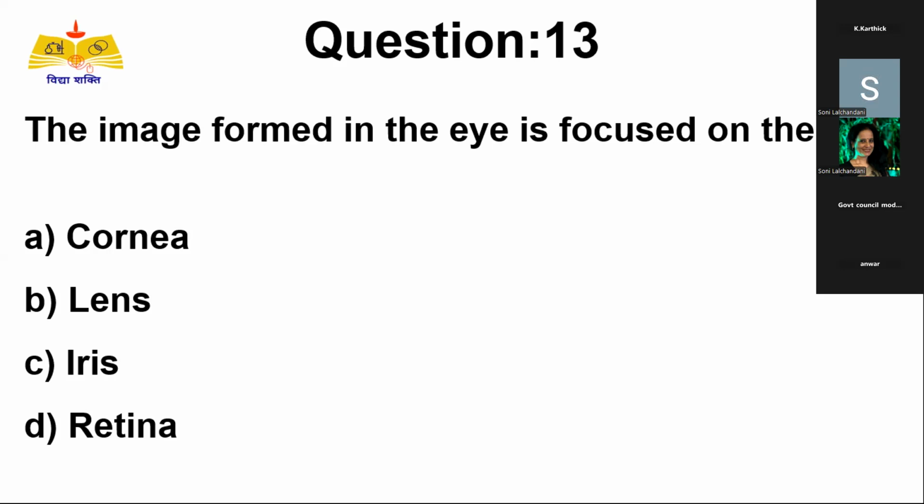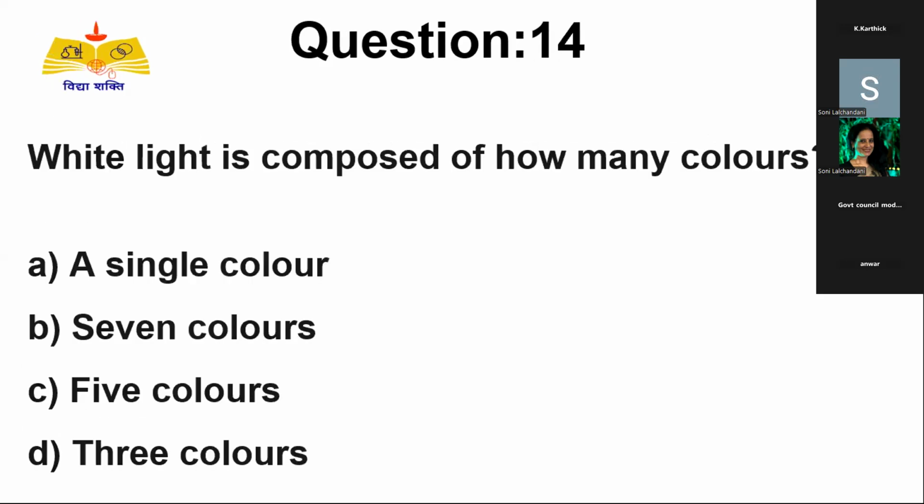Done? Shall we proceed to question number 14? Yes. White light is composed of how many colors? A, single color, B, 7 colors, C, 5 colors, D, 3 colors.